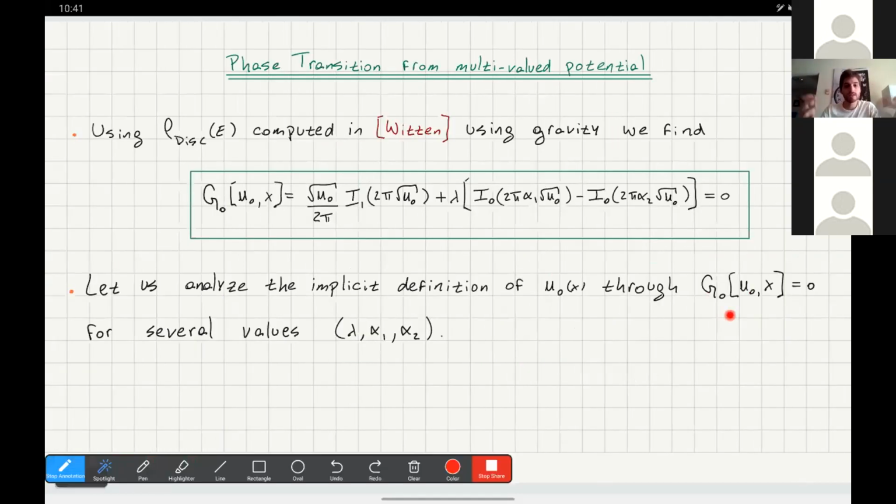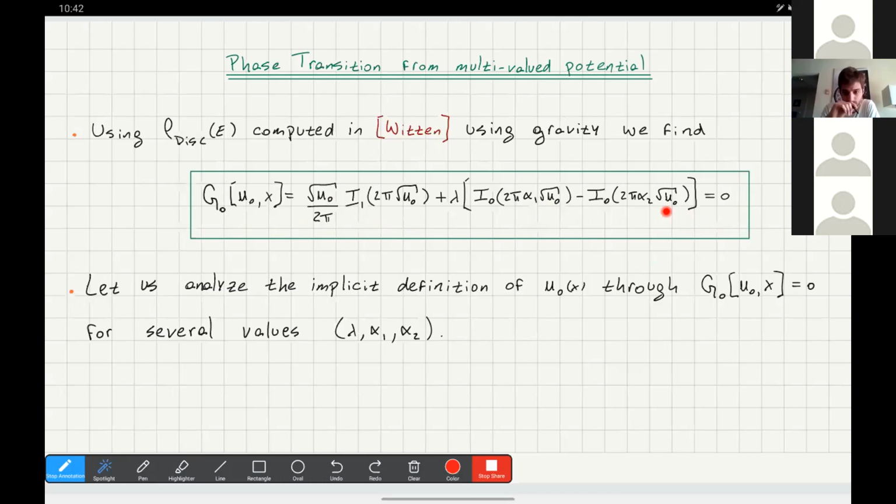Good. So now let's go back to the JT gravity, the theory that we considered a couple of slides ago. Using the spectral density, the disk result as computed in Witten's paper, we can go back and see what the coefficients are and the actual string equation that you get for this particular theory. And what you get is this equation. What we have over here is an algebraic constraint. Notice that U0 appears all over the place, but there are no derivatives of U0. This is the algebraic constraint that determines the potential.